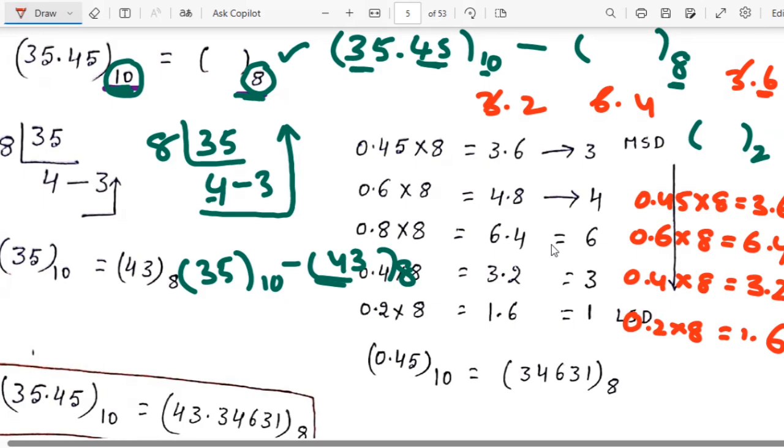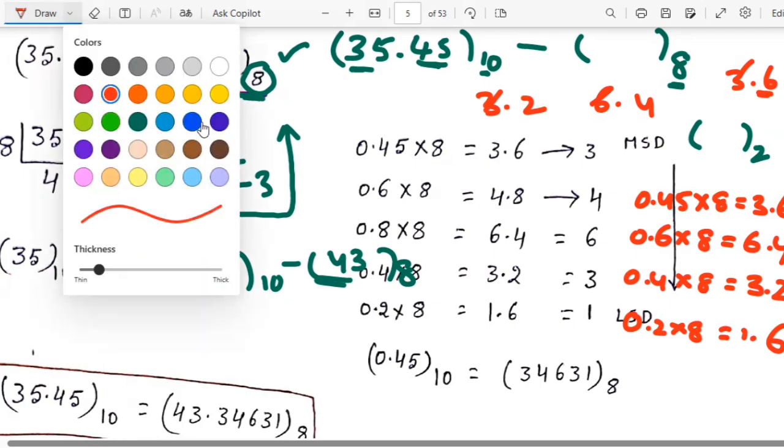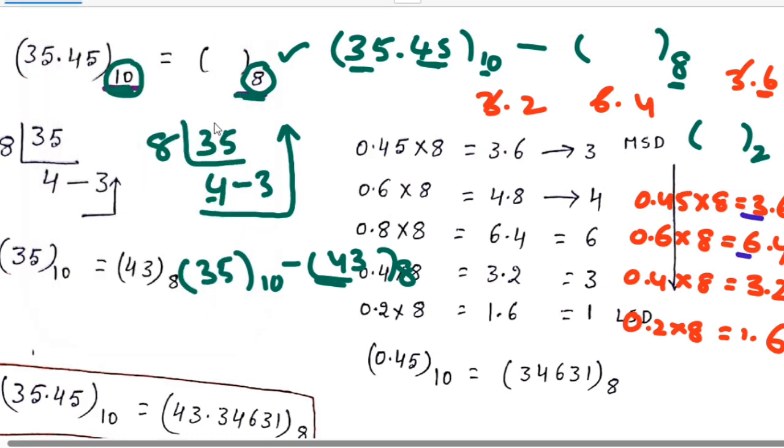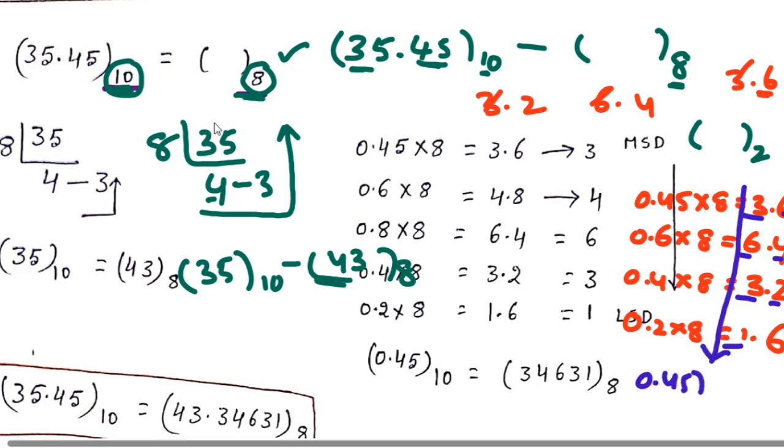So when taking these values, we should ignore the integer parts that were carried over, and consider 3, 6, 3, 1. We should always go from top to bottom. So what is the answer for 0.45 in base 10? 3631. It is the octal number system.